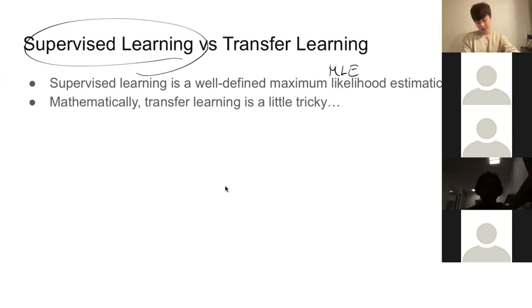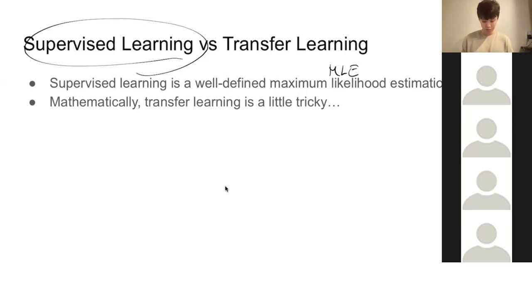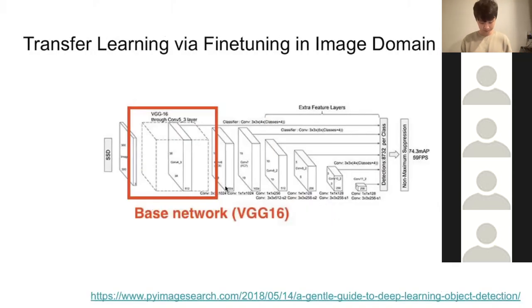But then transfer learning is a bit tricky. So what is transfer learning? Transfer learning can be defined as you learn something from another task and you want to transfer that knowledge to the target task of your interest. That's very common in humans. Humans can learn something in one task and generalize the knowledge learned in that task to other tasks. For machines, that was not so obvious until we found the method called fine-tuning, and it proved to be very effective in computer vision first. So how did it work?